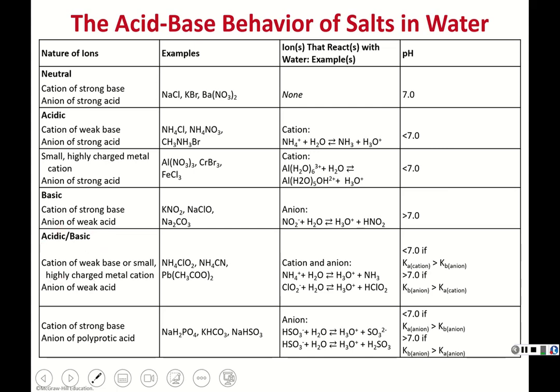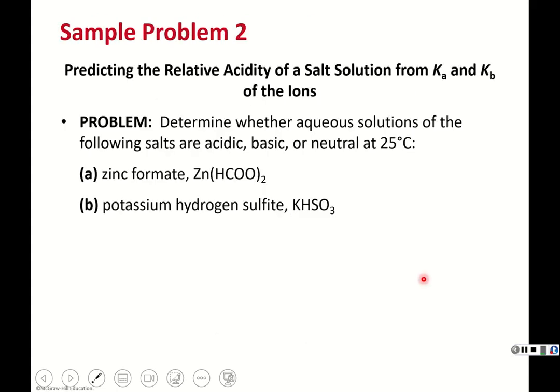And then solutions that could be either are going to have the cation from a weak base, or a small highly charged metal cation as well, and an anion of a weak acid. So those are the conjugate acids and bases reacting together. And for that, you really need to know the Ka to Kb ratio. So predict the relative acidity of a salt solution from the Ka and Kb of the ions.